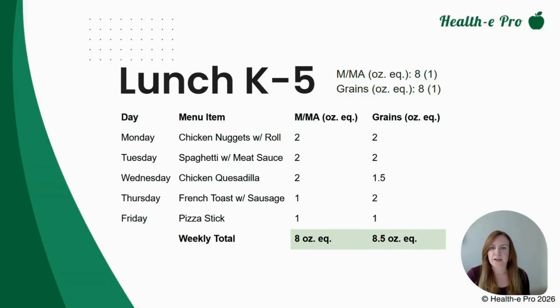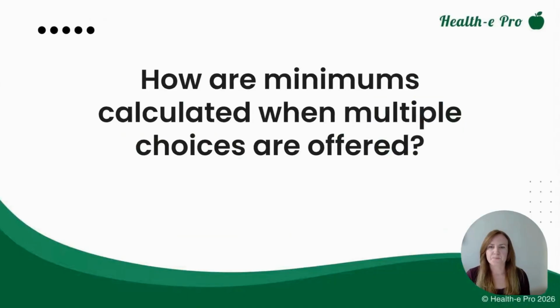That brings the Tuesday grains to 2 ounces and the weekly total to 8.5 ounces, which meets the minimum of 8 ounces. So pretty simple. Check for daily minimums and then add the daily together to get the weekly.